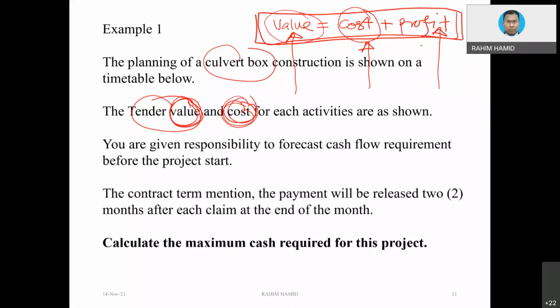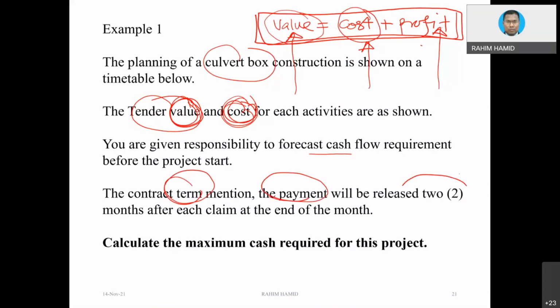You are given responsibility to forecast cash flow requirement before the project starts. Contract term, you have to look at the contract term in order to figure out the payment term. But in this question, the payment term is only simple, it doesn't mention anything else. So if it doesn't mention anything else, then you don't have to consider those things.